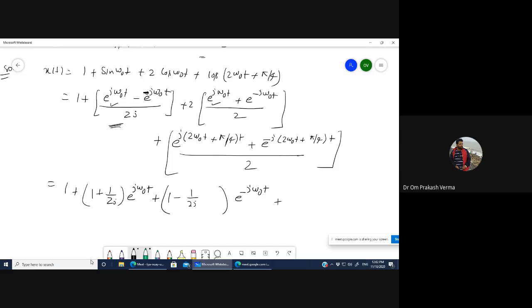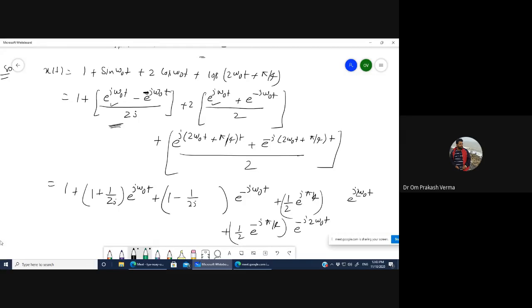Okay. And e to the power 2 omega naught t also has a coefficient. So you can find 1 by 2 e to the power j pi by 4. Right. And in a similar way, 1 by 2 e to the power minus j pi by 4. Right. This is the coefficient of e to the power minus j 2 omega naught t.